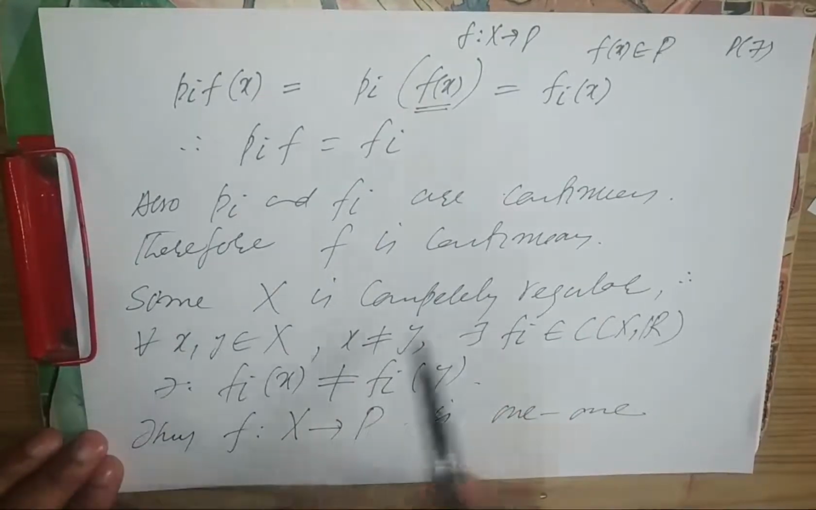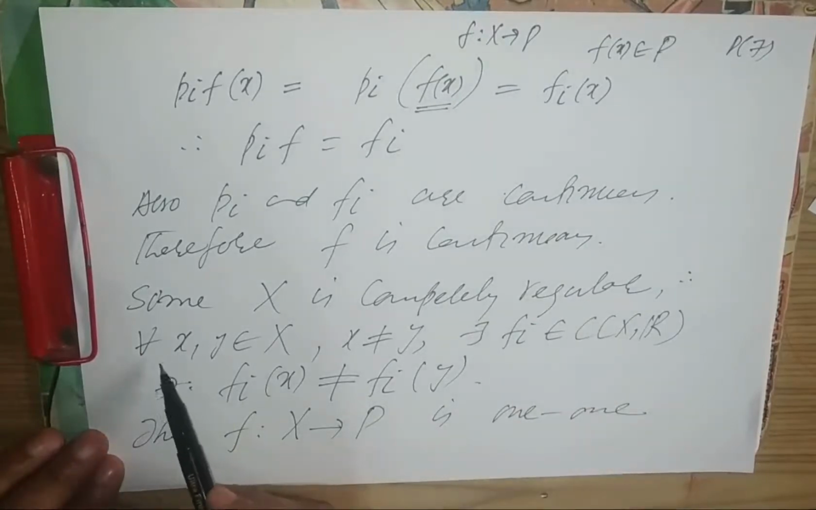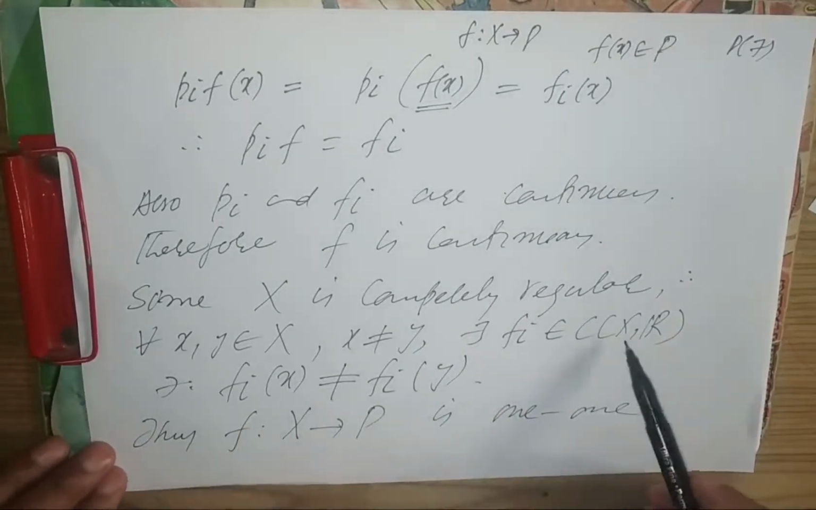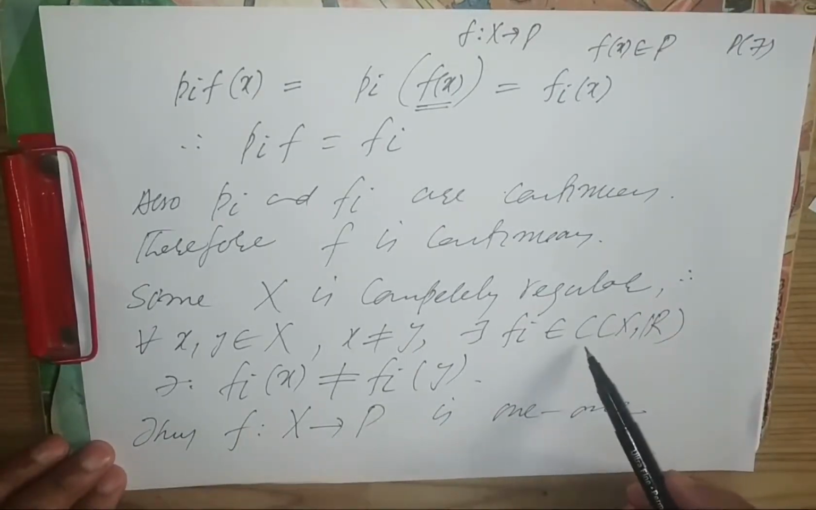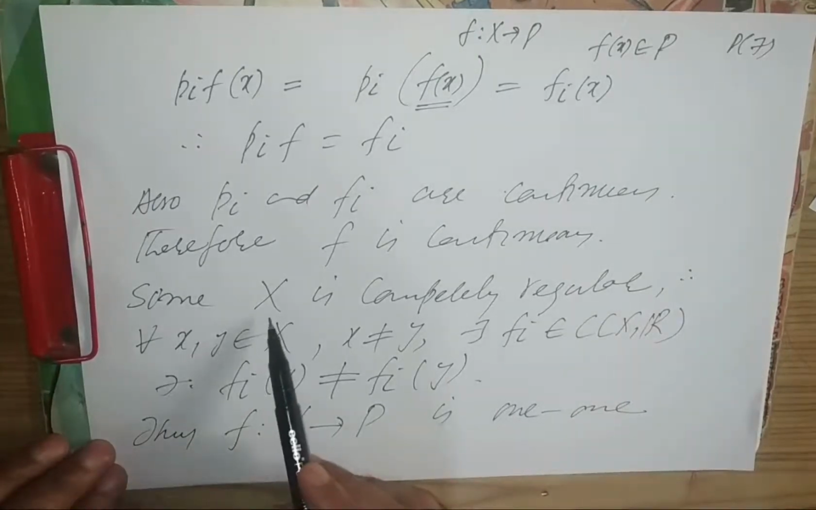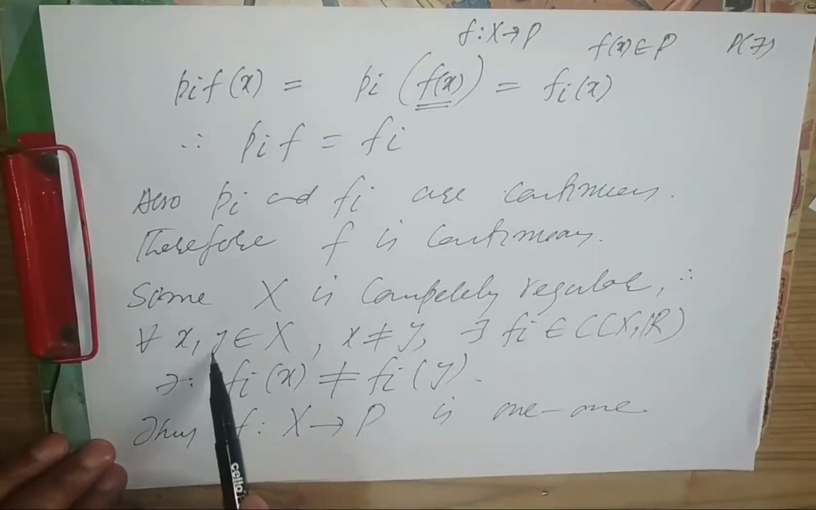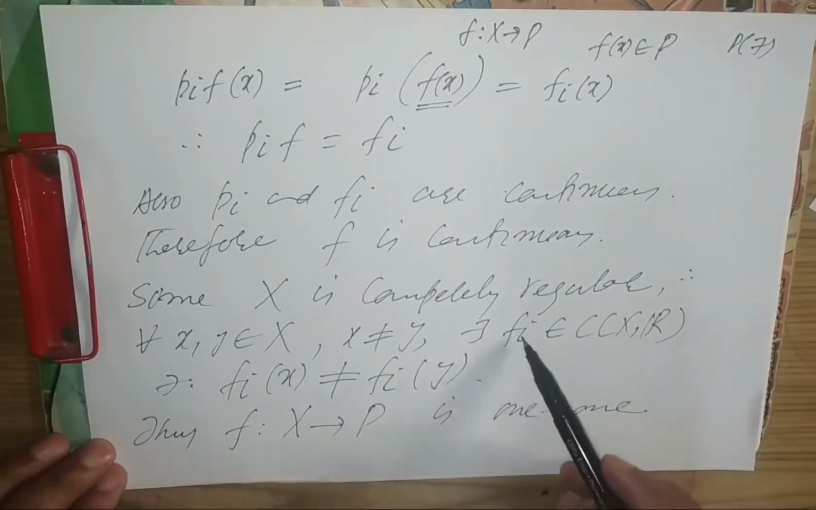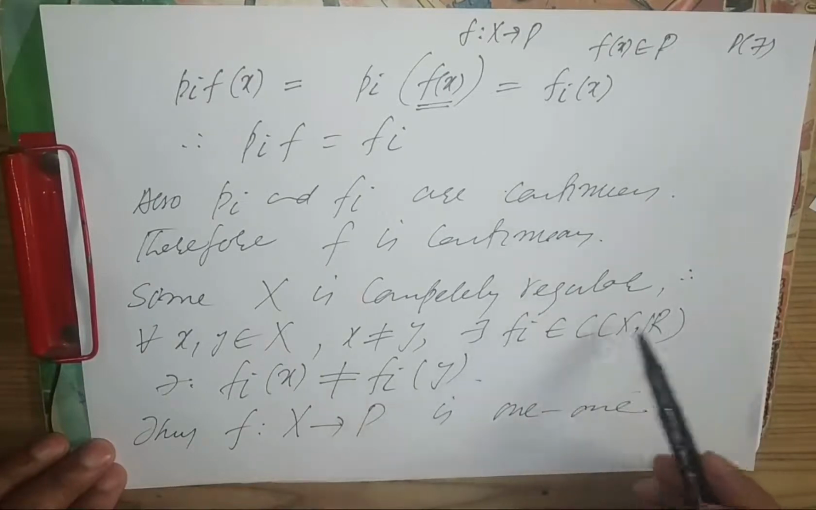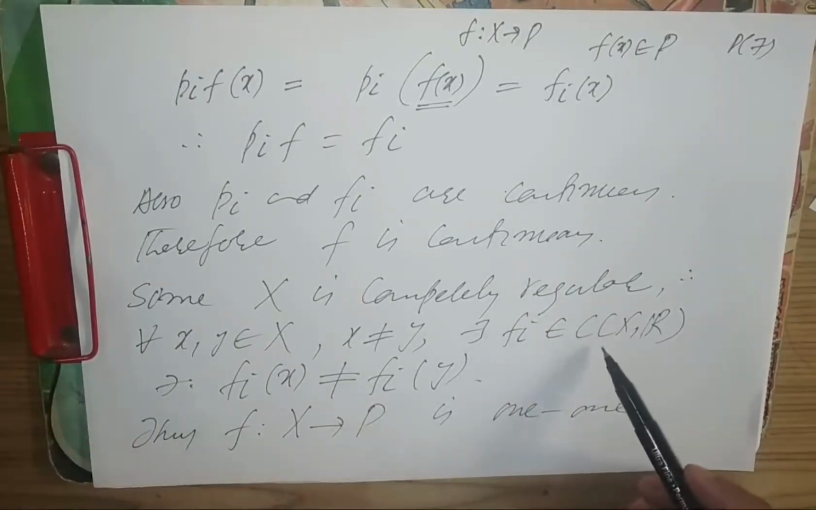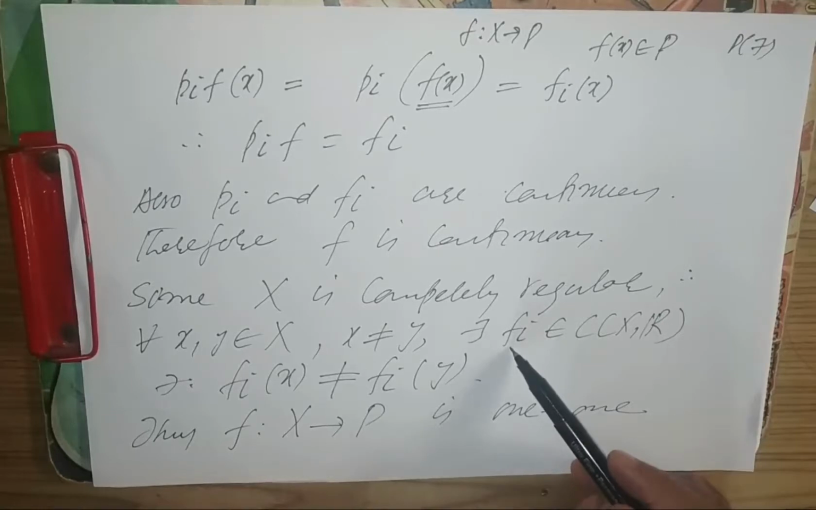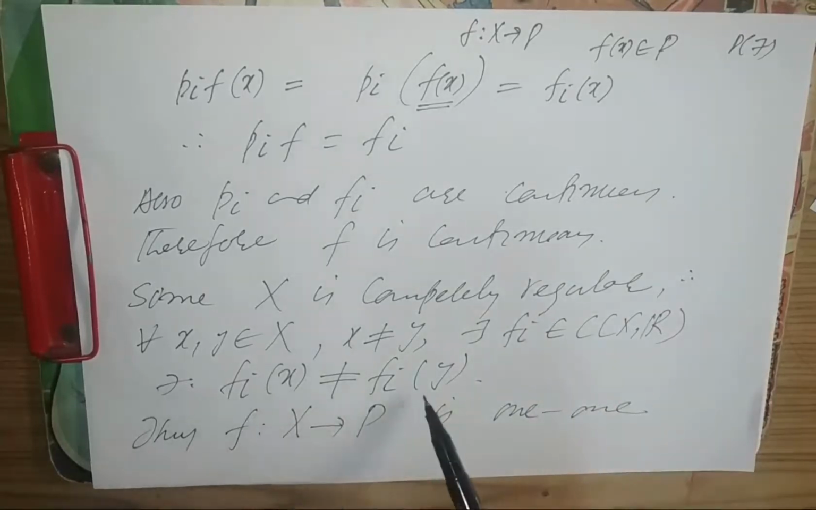Now since X is a completely regular space, we know that for a completely regular space, the set of continuous and bounded real-valued functions C(X,R) separates the points of X. Separates the points of X means that given any x and y in X with x not equal to y, there is a function in C(X,R). Let me denote that function by f_i, because we have indexed the elements of C(X,R) by these f_i's. So there is some function f_i in C(X,R) such that f_i(x) is not equal to f_i(y).